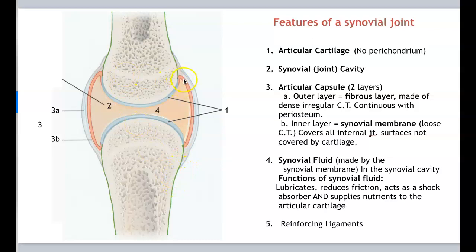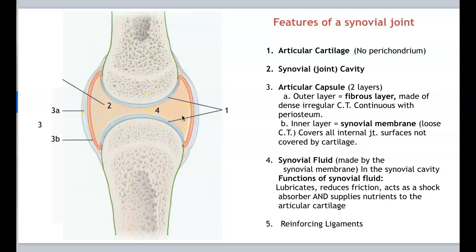The inner membrane is called the synovial membrane. Now, the synovial membrane completely surrounds the synovial joint except where there's articular cartilage. It basically starts right where the articular cartilage ends. This synovial membrane is loose connective tissue, and actually, it's areolar connective tissue. So it is the fibroblasts in this areolar connective tissue that are actually making the synovial fluid.